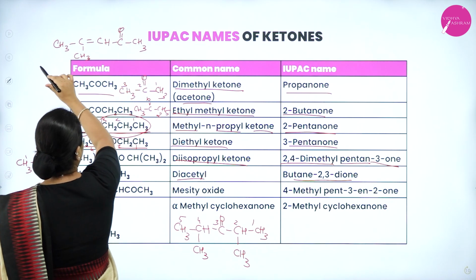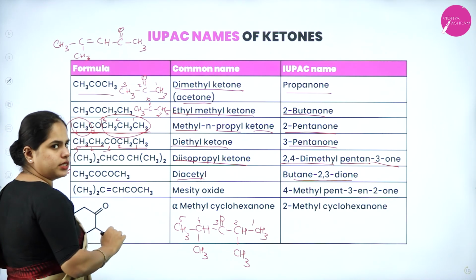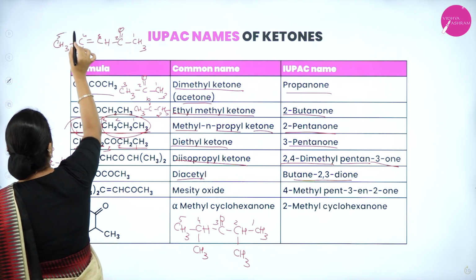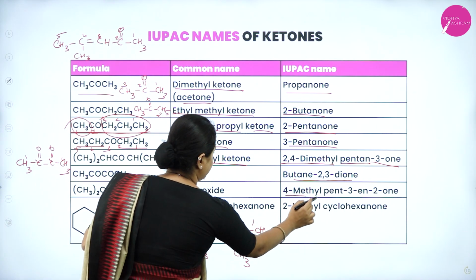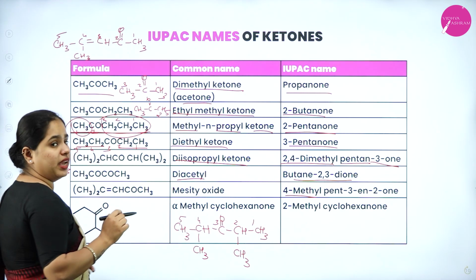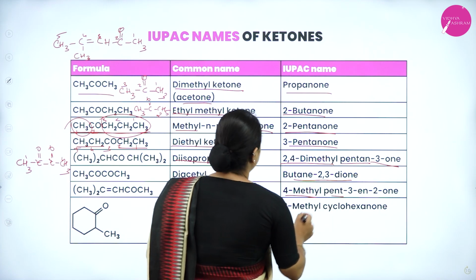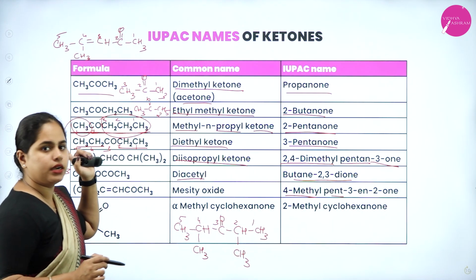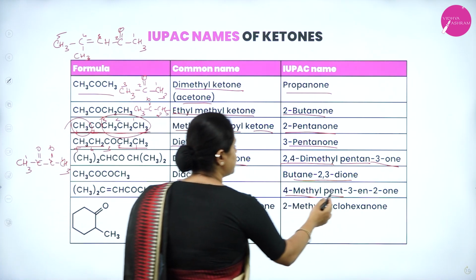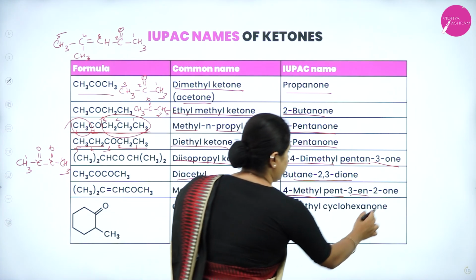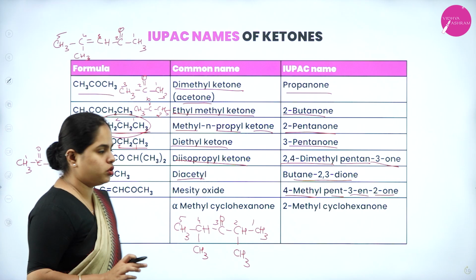So from this side we have to number because the functional group is present here, right? So it should get the lowest number. So 1, 2, 3, 4, 5. So on the fourth carbon atom you have the methyl. So 4 methyl and it is pent, right? Totally 5 carbon atoms are there. So it is pent-3-ene. On the third carbon atom you have the double bond. Mention that first and then write where is the functional group, that is 2-one. Clear? So separately you have to write.